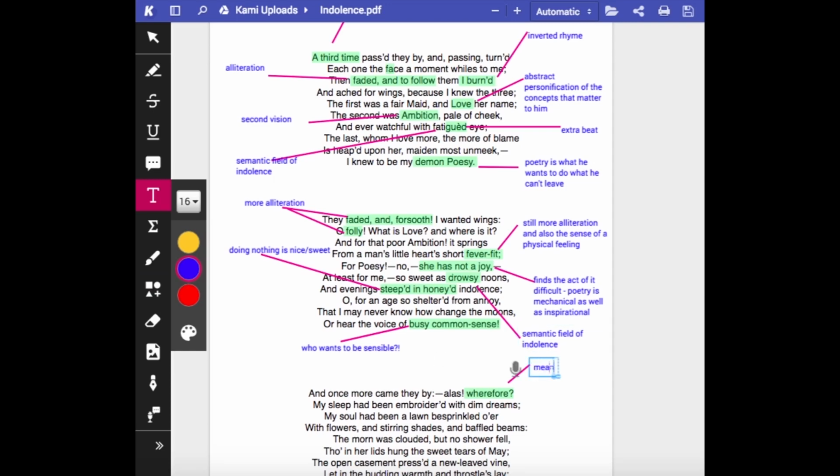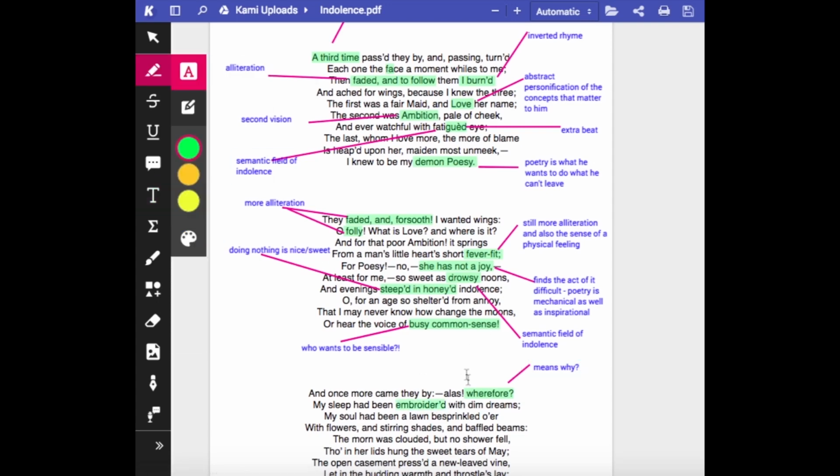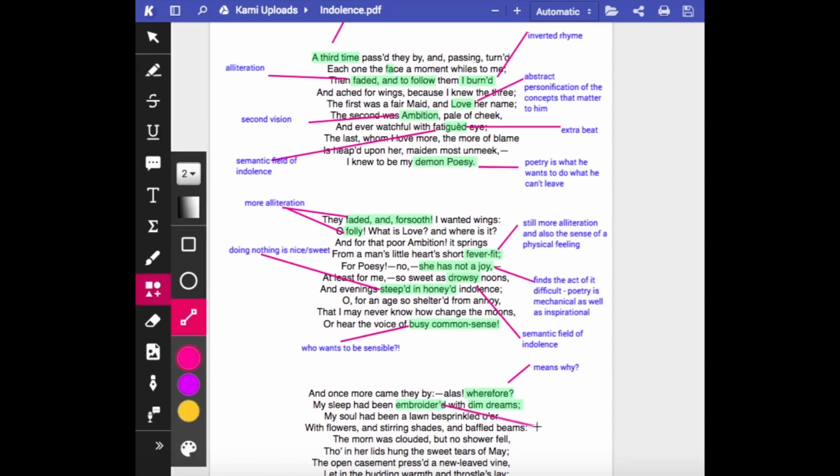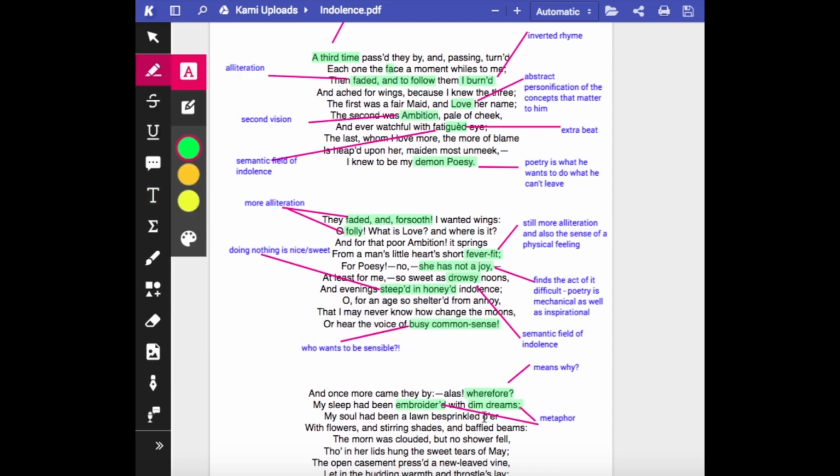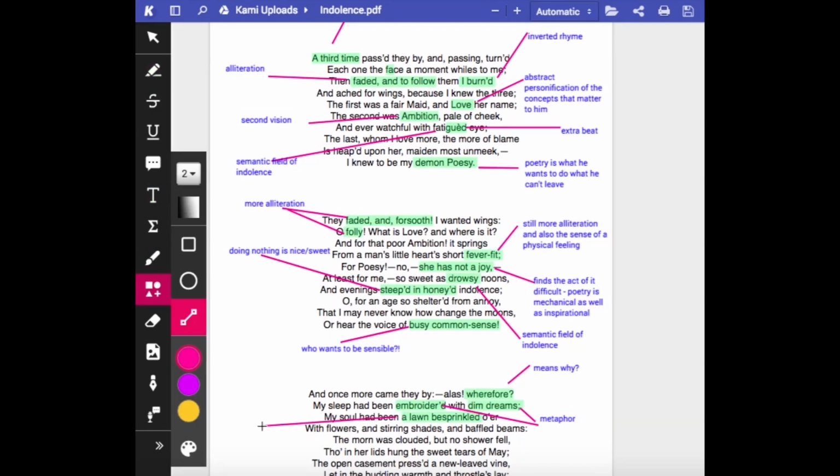It's an archaic way of saying why. He moves into metaphor here, embroidered with dim dreams. So this is, again, a bit more alliteration, but also the idea that his dreams are literally stitched or coloured with ideas. His sleep is literally stitched and coloured with dim dreams. Again, drowsy, not terribly clear. Indolence does not seem to lend any clarity. And then he mixes his metaphors a bit.